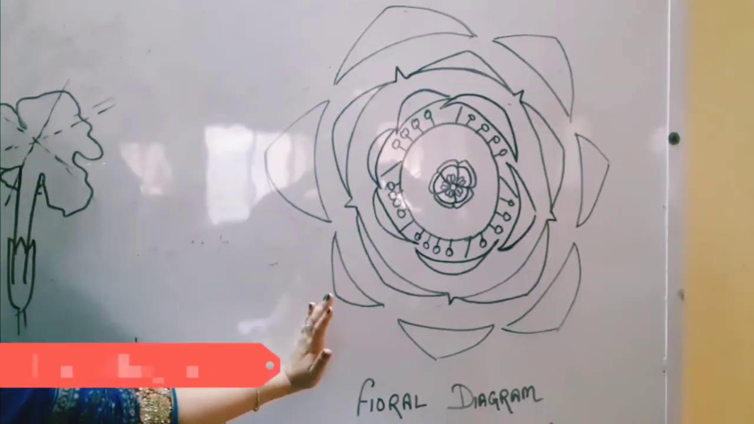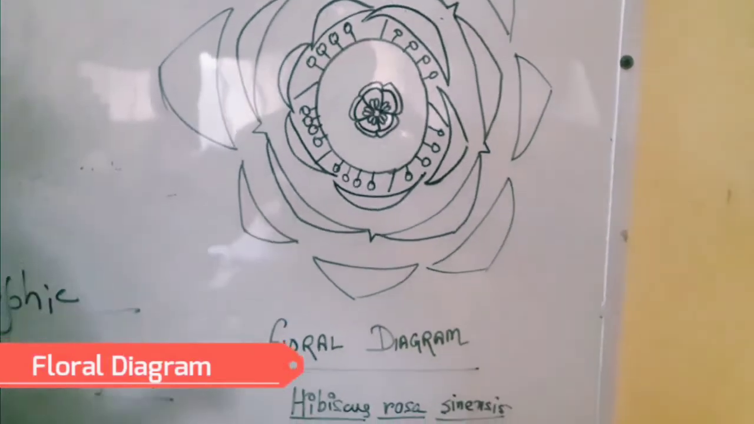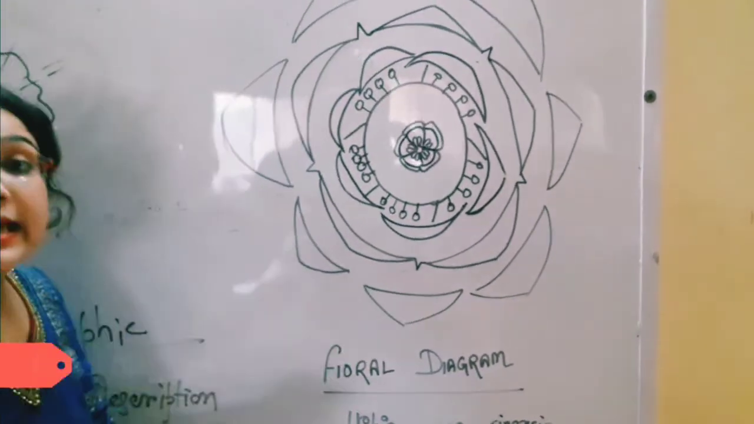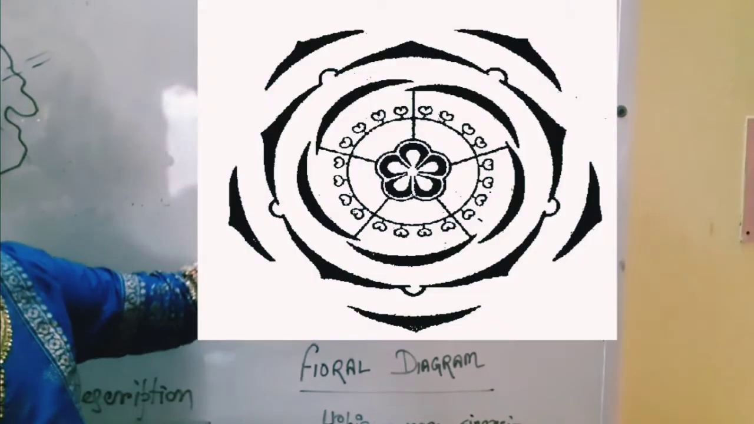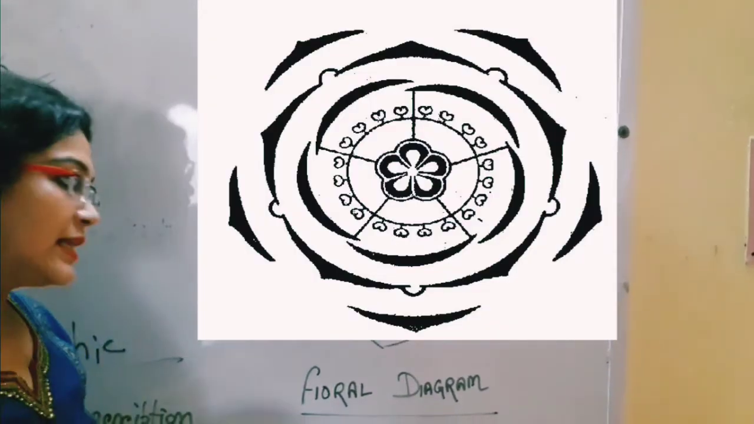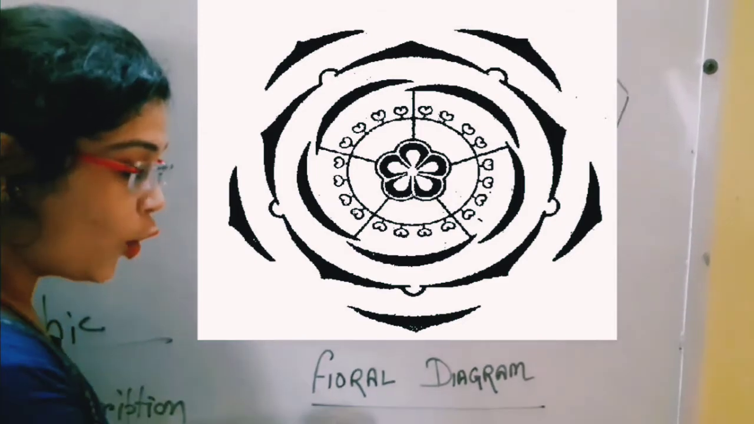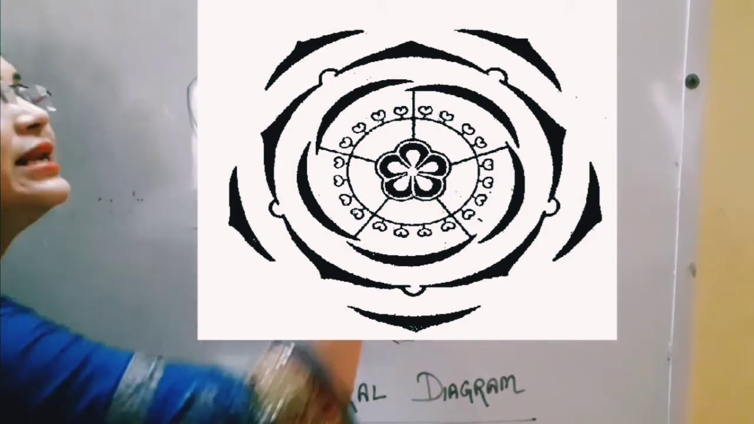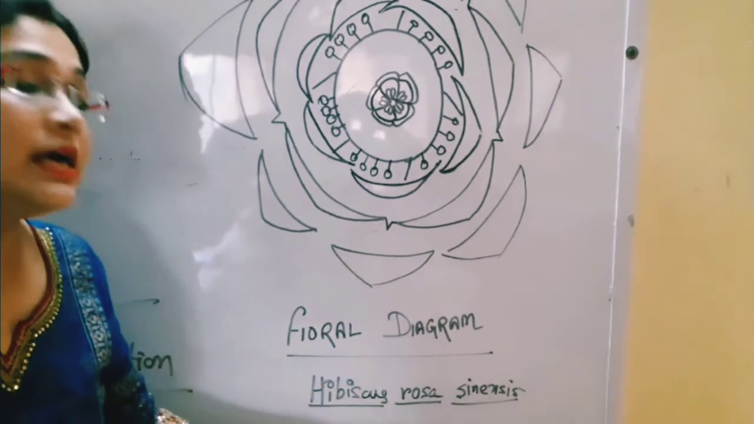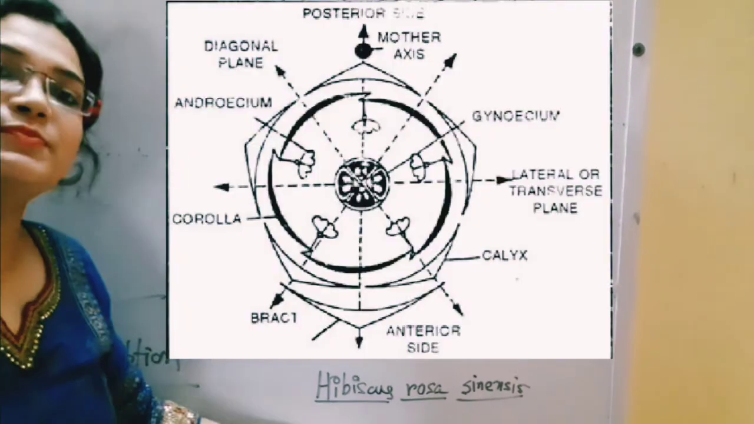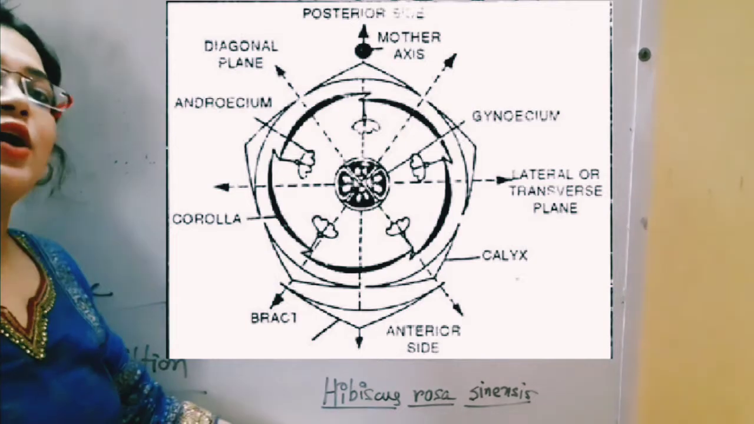This is a floral diagram. What is that? Now all the parts which are dissected properly and described properly, we have to draw to explain the whole part in your copy. That's called a floral diagram. All the floral parts are explained by a particular diagram. So this diagram is very specific for Hibiscus rosa-sinensis, our very common China rose flower.